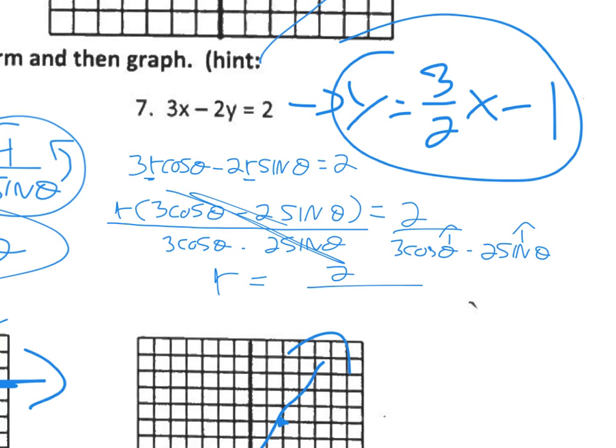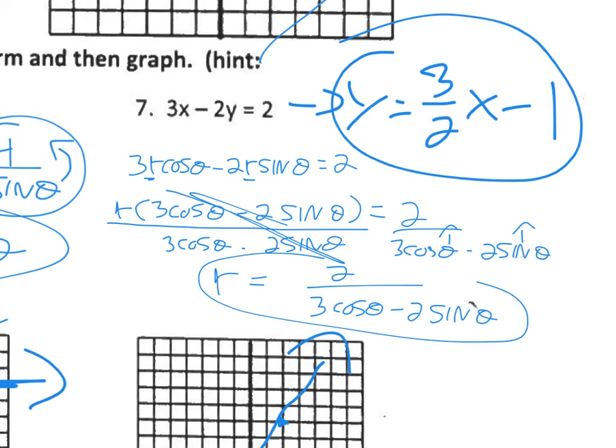This is going to be r equals 2 over 3 cosine of theta minus 2 sine of theta. All right, so just know if you have x's and y's in both, when you convert it to polar form, you're going to have sines and cosines, and they're going to be in the bottom. Okay, but these are ones where you graph lines.